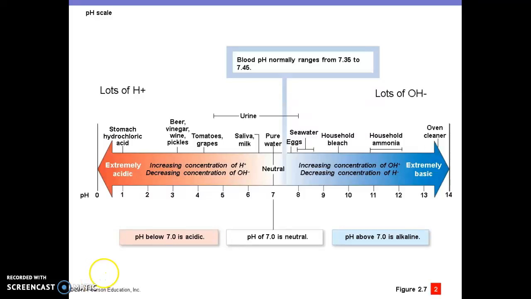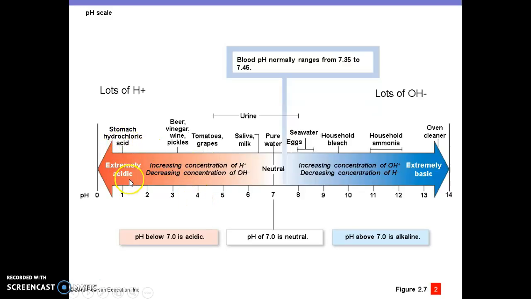This is the pH scale. 0 on the left is very, very acidic with a lot of hydrogen ions or protons. 14 on the right is very, very basic with lots of hydroxide ions. Neutral in the middle is 7. Pure water is neutral. So let's look at some of these substances.